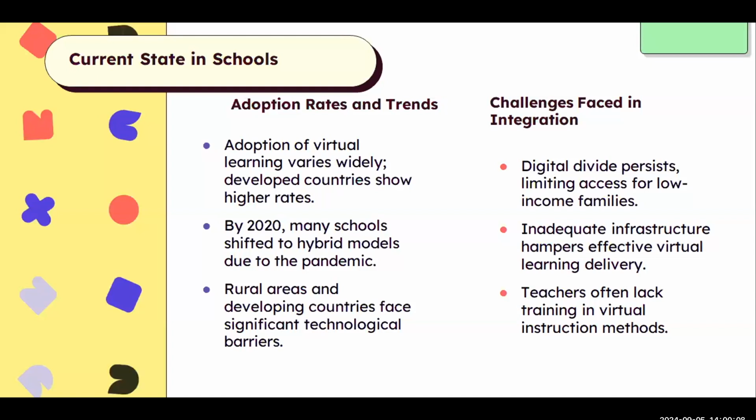By 2020, many schools shifted to hybrid models due to the pandemic, and we see rural areas being the most affected. Those developing countries face significant technological barriers where there is no internet access, or where it is available, it is very poor. There are other areas where it's a power problem. There are usually power outages that are really affecting the deployment of virtual learning.